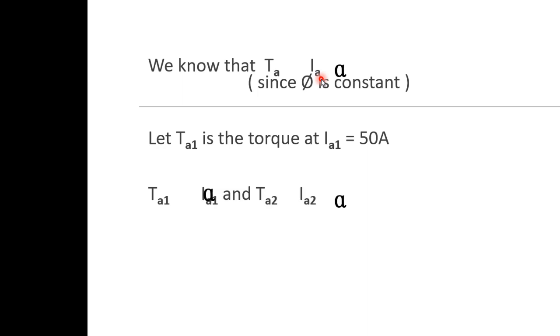Now the final torque: TA1 is directly proportional to IA1 and TA2 will also be directly proportional to IA2. So TA2 by TA1 is equal to IA2 by IA1. We know that this is 2. So IA2 is equal to 2 into 50, which is equal to 100. So at the final point where the torque is doubled, the current also doubled. Because the current doubled, the torque has been doubled. So now IA2 is 100 amps.